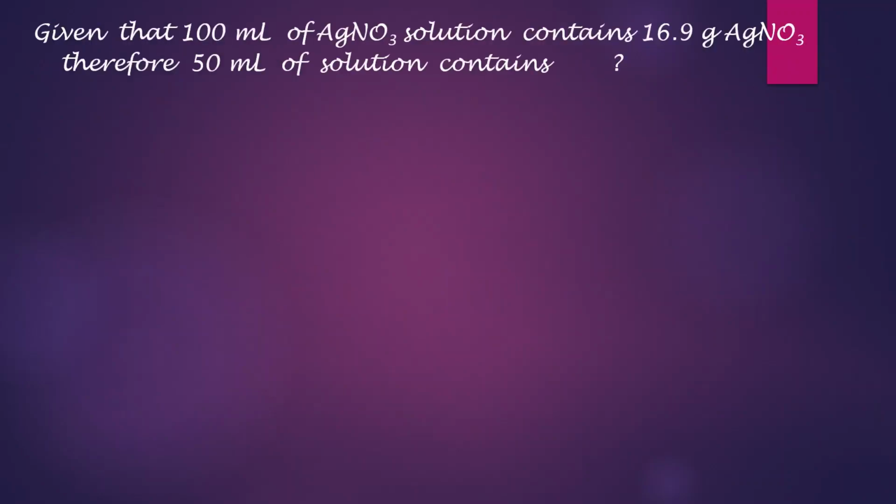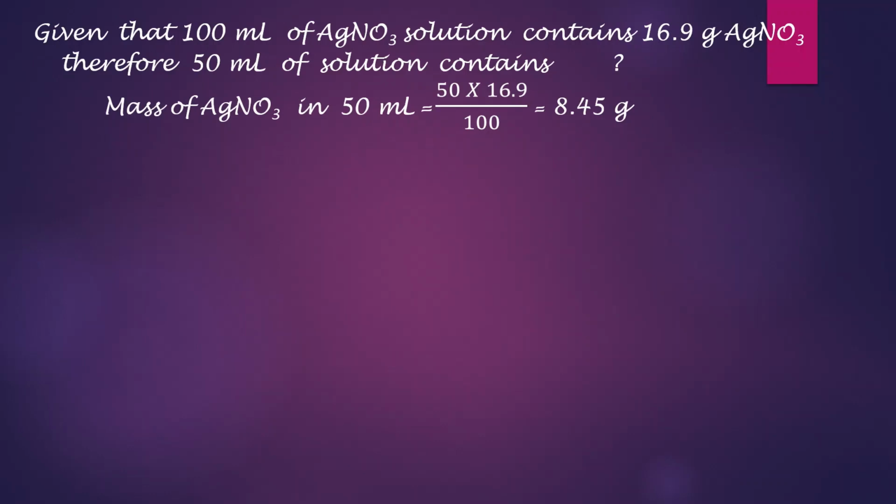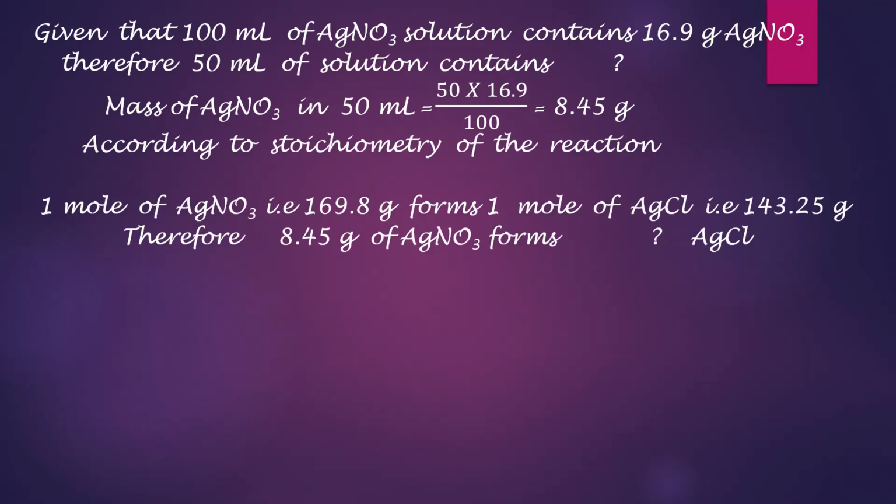So it is given that 100 ml of AgNO3 solution contains 16.9 gram of AgNO3. Therefore, 50 ml of the solution contains how much gram of AgNO3? So mass of AgNO3 present in 50 ml of the solution will be equal to 50 into 16.9 divided by 100, that is equal to 8.45 gram. So 8.45 gram is the mass of AgNO3 present in 50 ml of the solution.